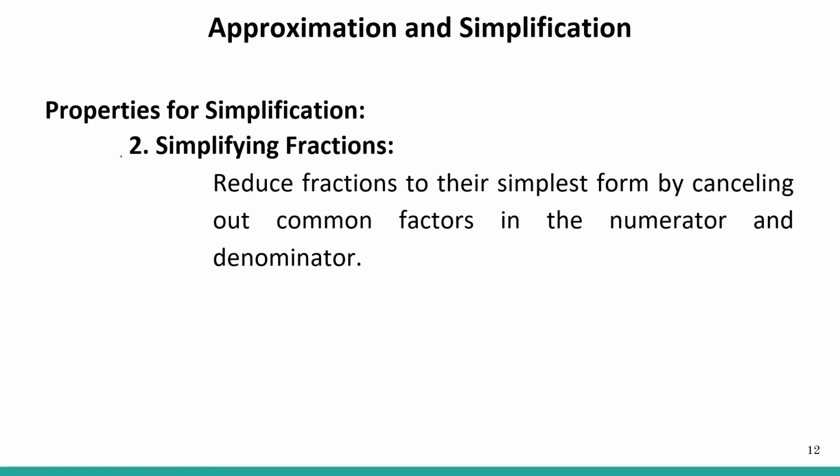The second one is simplifying fractions. Reduce fractions to their simplest form by cancelling out the common factor in the numerator and denominator. If we are given a fraction, say 3 by 6, we can write 3 as 3 into 1 and 6 as 3 into 2. We cancel out 3 in the numerator and denominator, so we can write it as 1 by 2. This is what simplification of a fraction means.